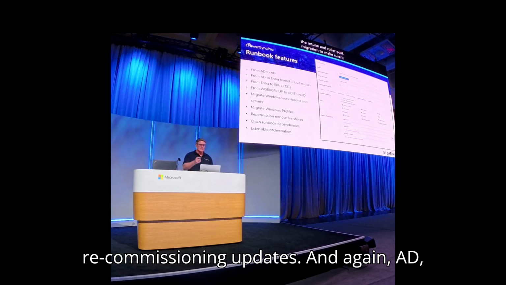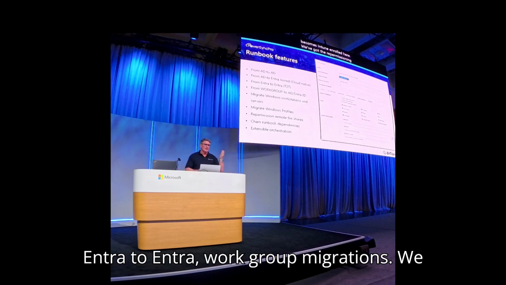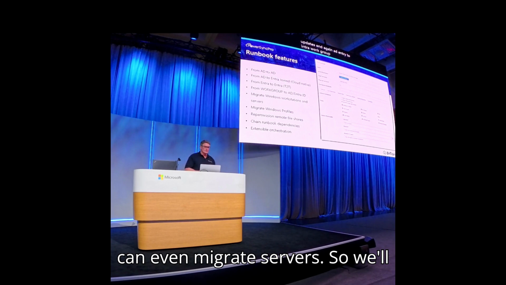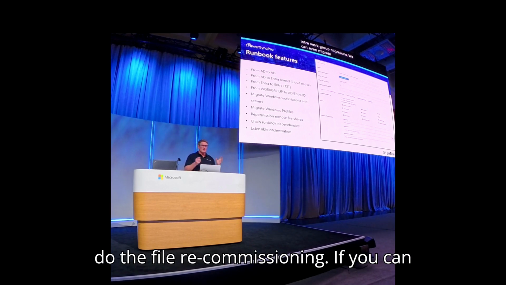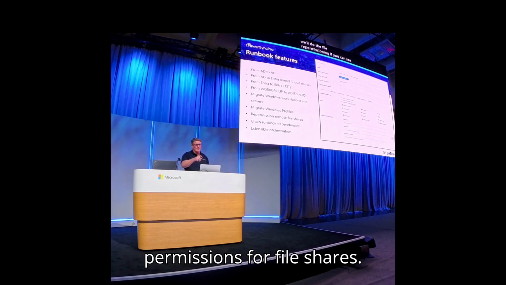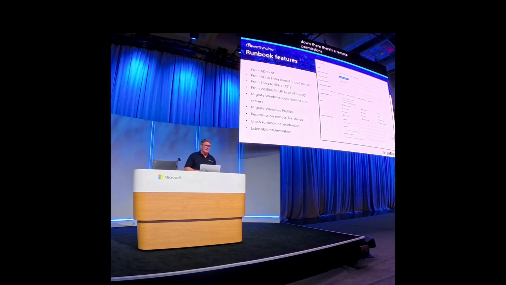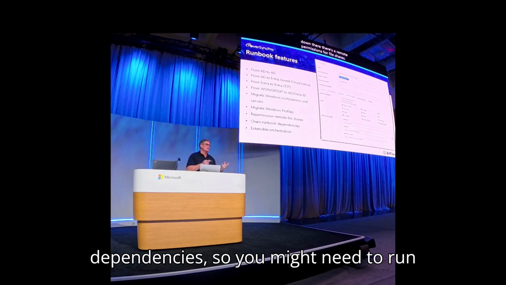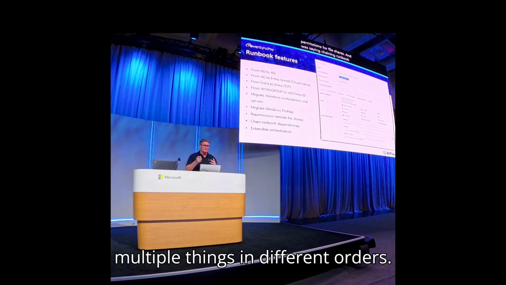Here we've got the recommissioning updates. And again, AD, Entra to Entra, workgroup migrations. We can even migrate servers. So we'll do the file recommissioning. If you can see down there, there's remote permissions for file shares. And we're seeing chaining runbook dependencies. So you might need to run multiple things in different orders.